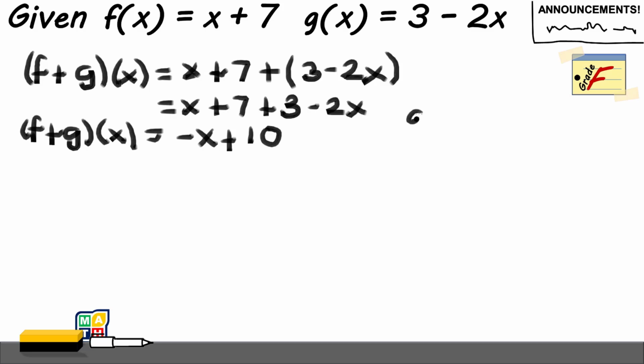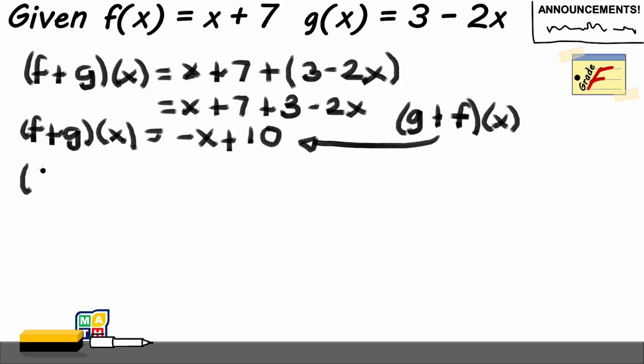Now if you're going to ask about g plus f of x, meaning you start with the g of x and then you add f of x into it, you will end up with the same result. This is because addition is commutative. It's also true with addition of functions. However, if we have f minus g of x, and if we're going to have its opposite direction, like g minus f of x, we will have different results.